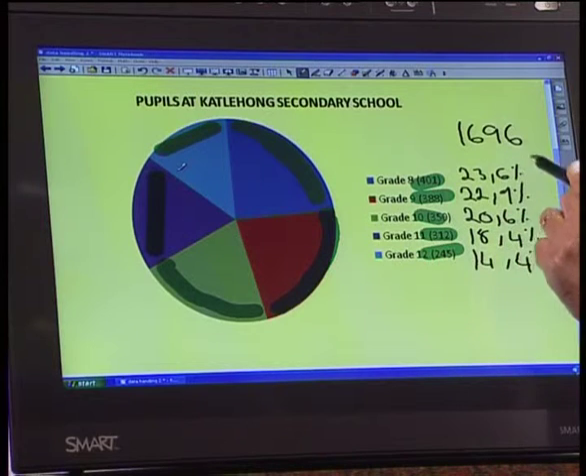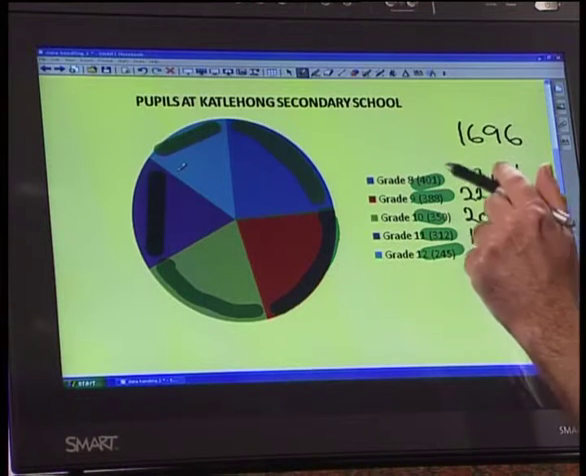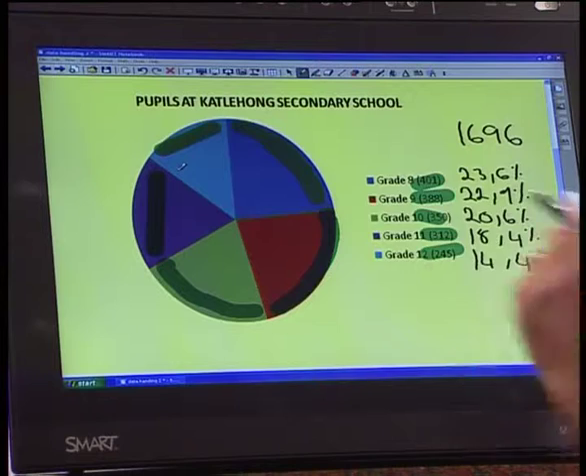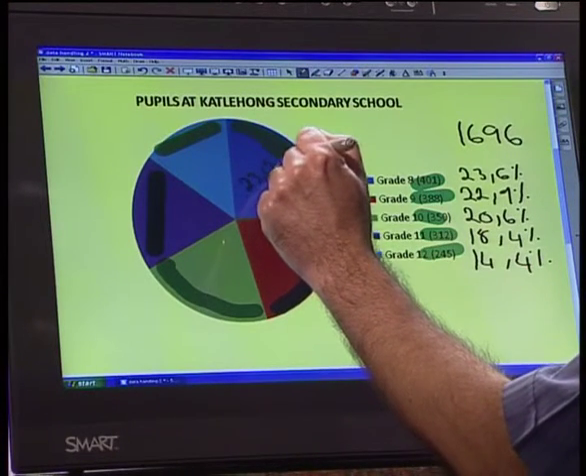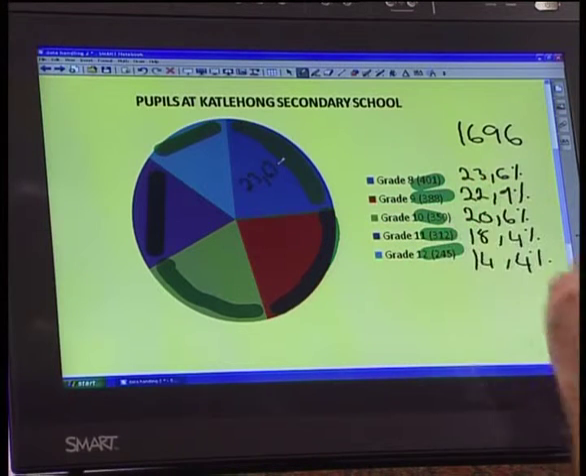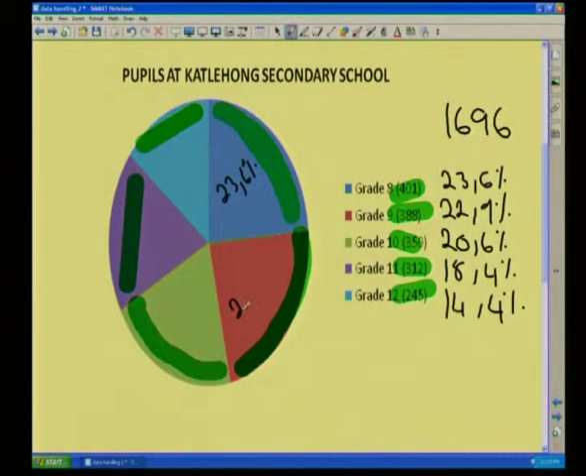So 23.6% of the circle must be our 401 students. So this part over here is the 23.6%. This part for the grade 9s is the 22.9%. And so on around the circle, 20.6, 18.4, and lastly 14.4.